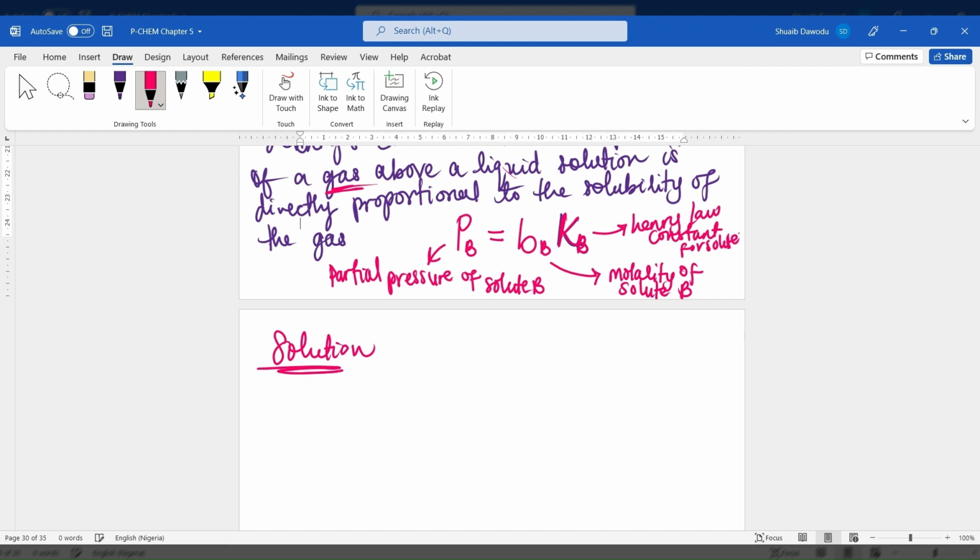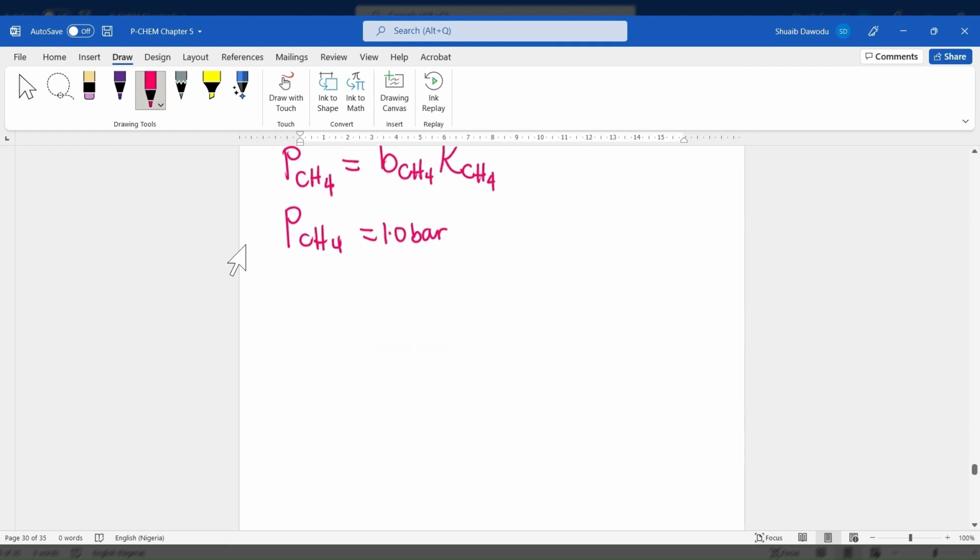So, solution: the Henry's law constant for this question will be P sub, not B in this case now, P sub CH4 is equal to B sub CH4 multiplied by K sub CH4. So we've got the P sub CH4 to be 1.0 bar. We have got the value, which is a constant for CH4.